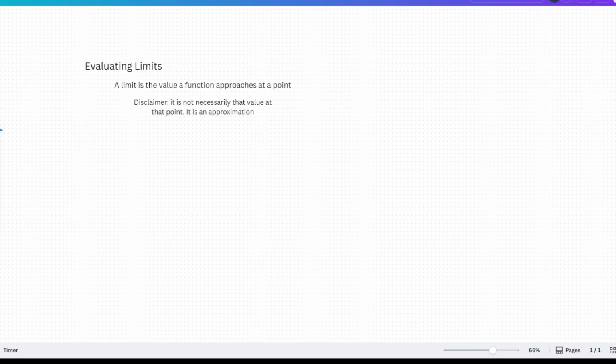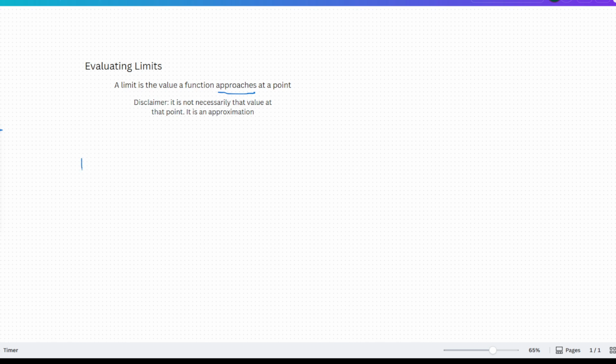In this video, we'll be evaluating limits. So first we need to understand what a limit is. A limit is the value a function approaches at a point. The key word here is approaches. It's not necessarily the value at that point, but we're trying to see where the function is heading, where it's approximately going to be.